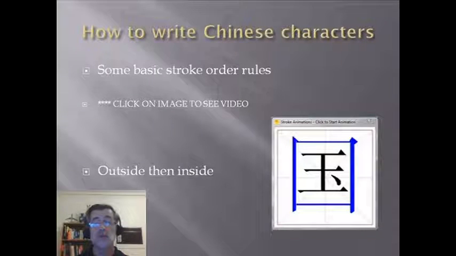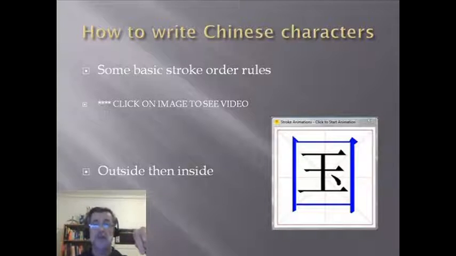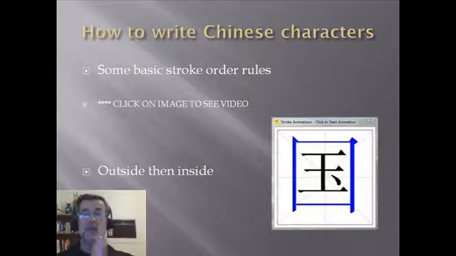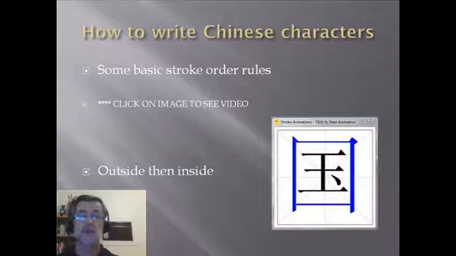The character Guo is also good because it also demonstrates a combination of a couple of rules. So outside, and then when you go inside, it's top to bottom, and then it's left to right, and then close at the bottom. Have a look at the video and then pop back here and we'll continue on.